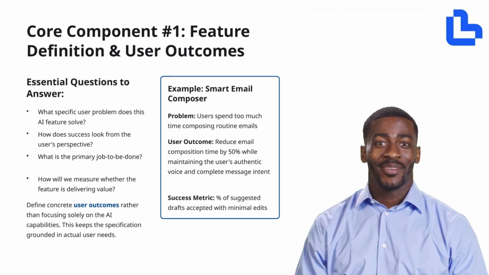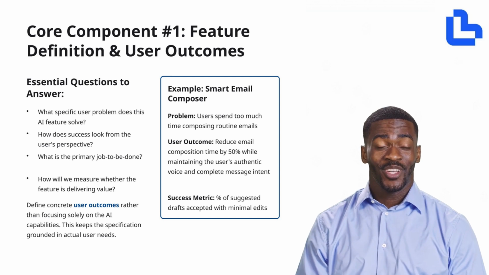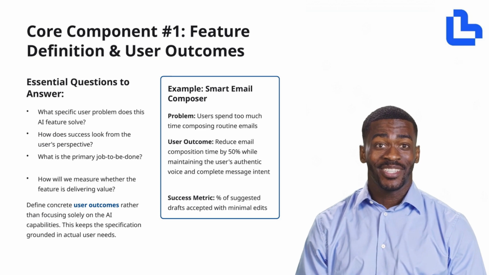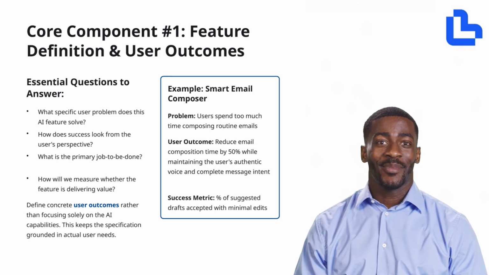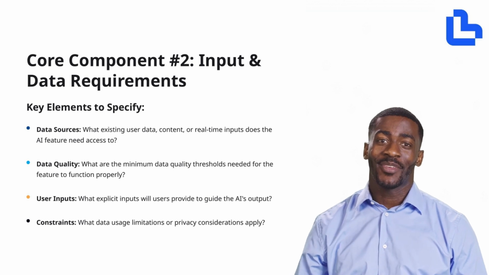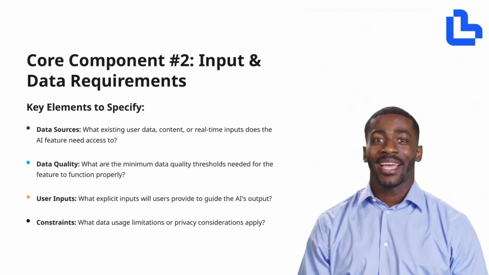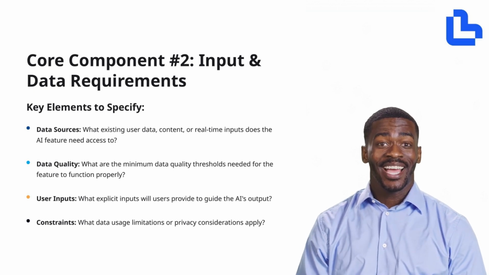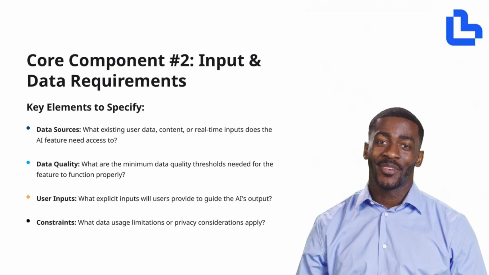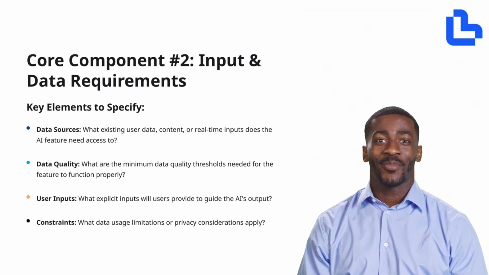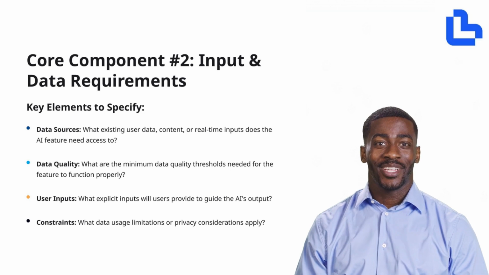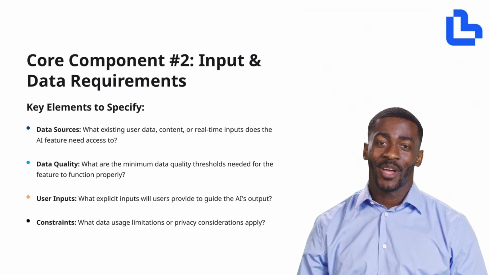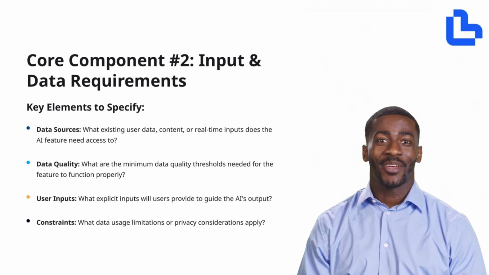By grounding your specification in user outcomes, you ensure that the AI feature is not just functional, but meaningful. This sets the tone for every other component of the spec. The second core component of a strong AI feature specification is input and data requirements. This is where we define what the AI needs in order to function effectively, and it's absolutely critical. AI systems are only as good as the data they're built on and the inputs they receive. If we don't get this part right, everything downstream suffers.